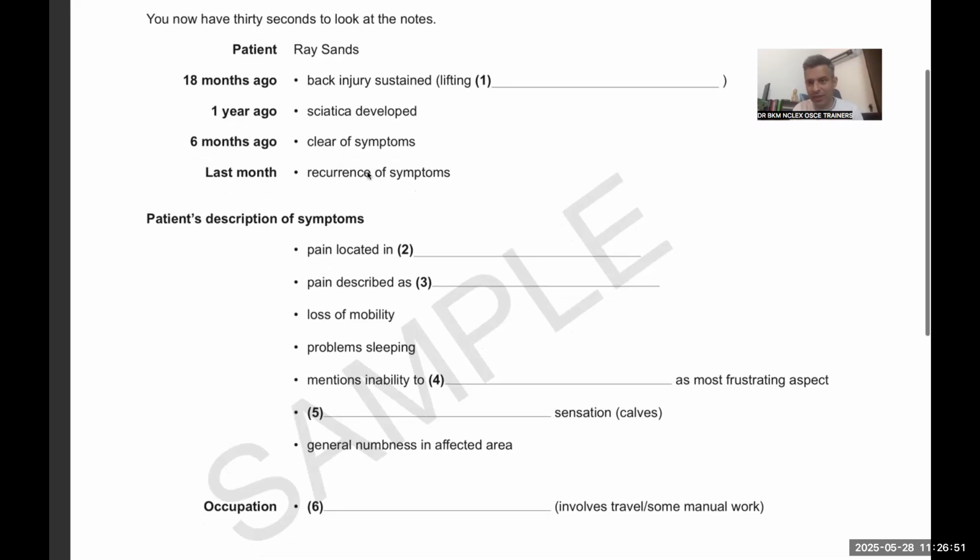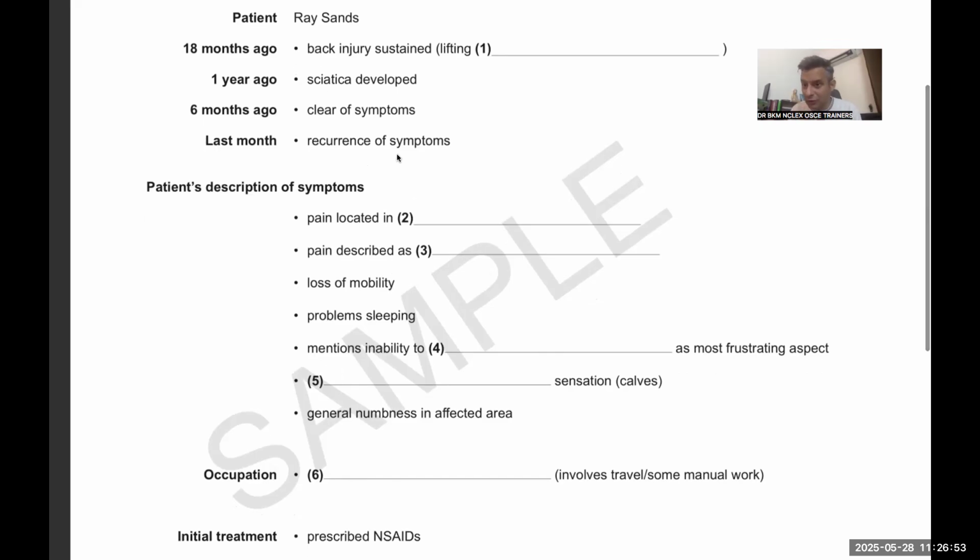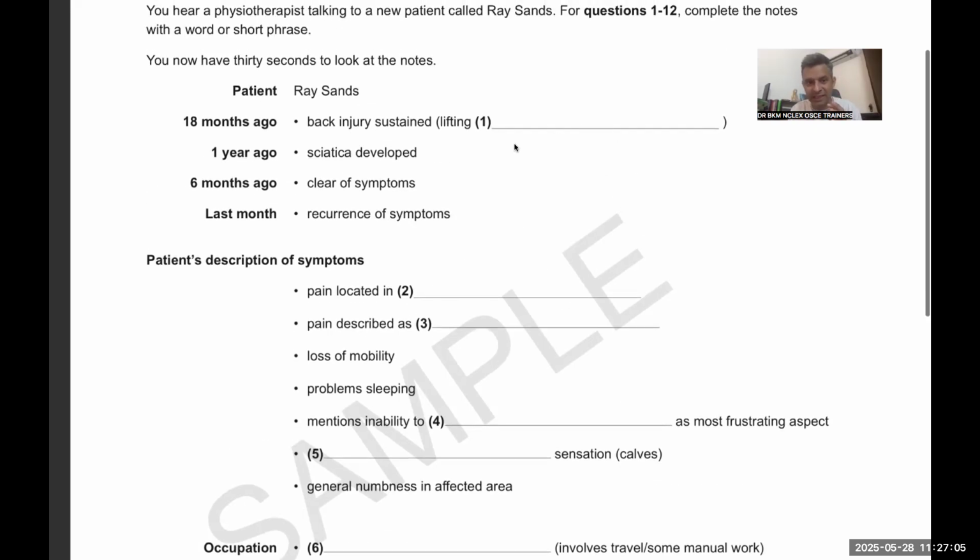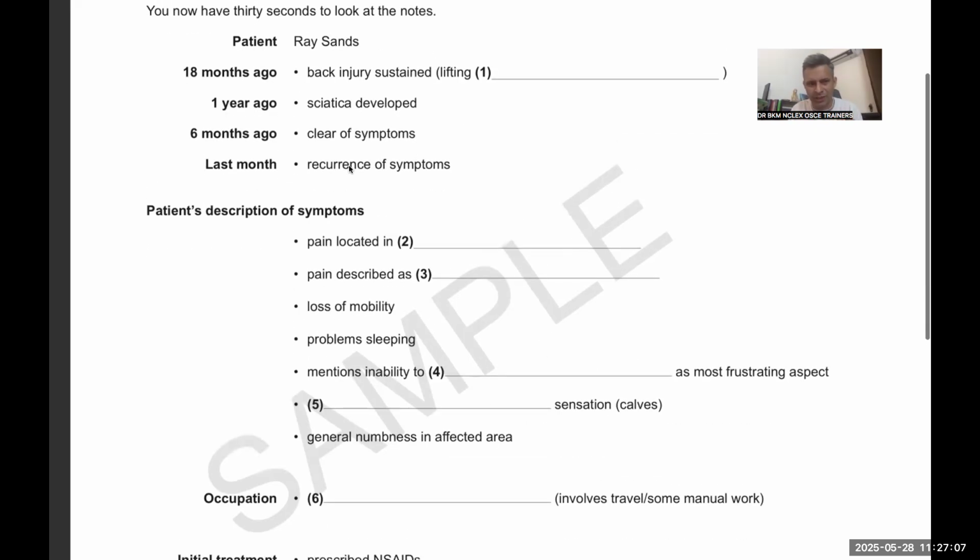Sciatica developed, clear of symptoms, recurrence of symptoms. She would be talking about 6 months ago, when this happened. So I don't have to listen to all of this conversation. Obviously I will listen, but I will not over focus. That is where you can save your time. By the time you fill this, she would be talking about 1 year ago, 6 months ago.